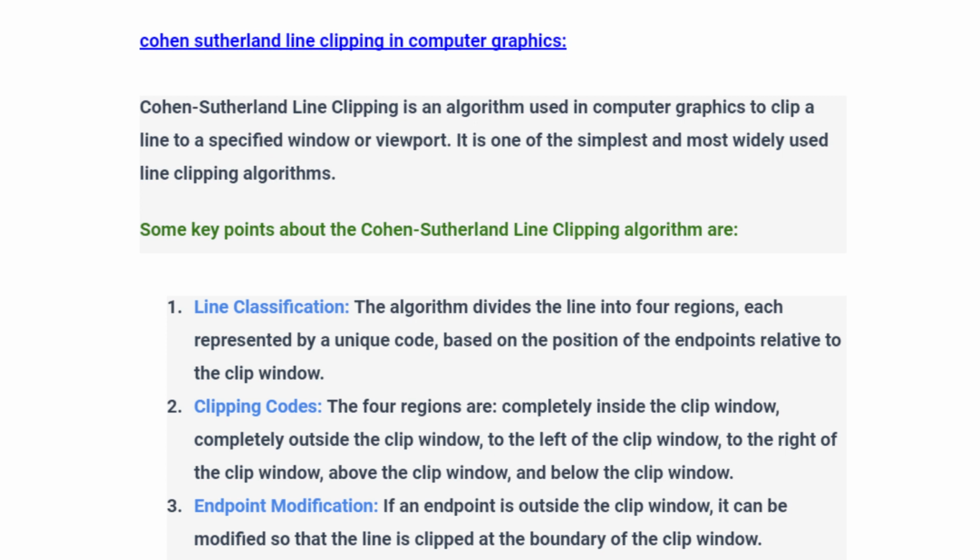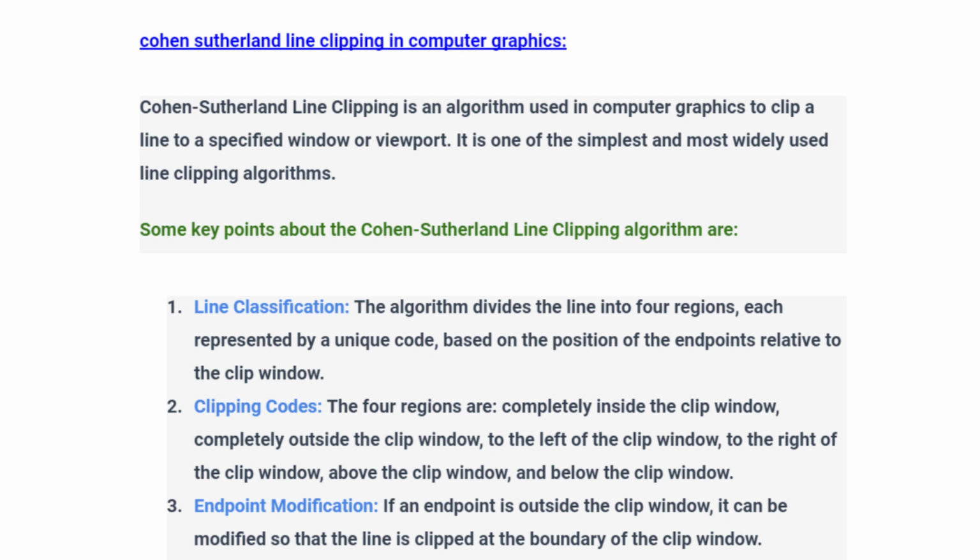Some key points about the Cohen-Sutherland line clipping algorithm are: Line classification. The algorithm divides the line into 4 regions, each represented by a unique code based on the position of the endpoints relative to the clip window. Clipping codes. The 4 regions are completely inside the clip window, completely outside the clip window, to the left of the clip window, to the right of the clip window, above the clip window, and below the clip window.